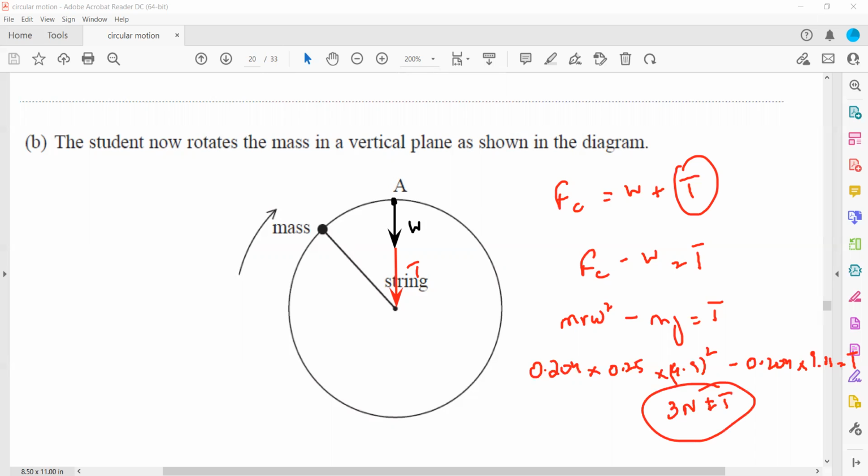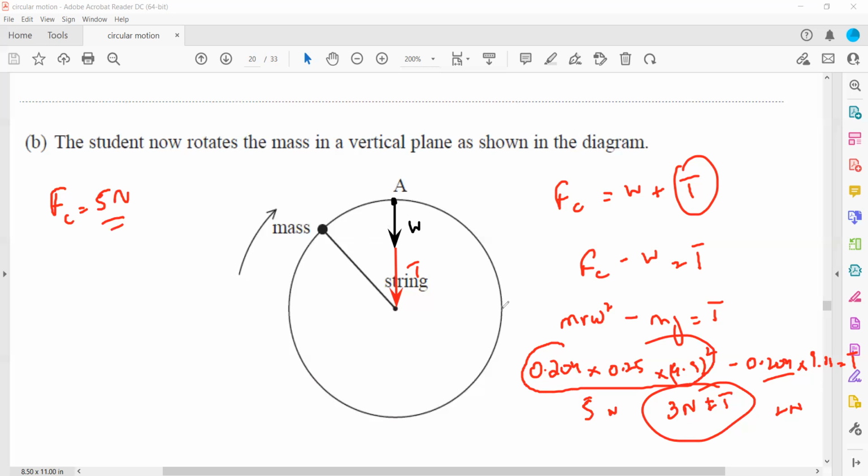Now, this value of the tension will vary, but the centripetal force must be constant. When we calculate F equals mr omega square, this part is the centripetal force, and it is 5. The weight is 2. So 5 minus 2 equals 3. So in all positions, we need the centripetal force to be 5 Newton.